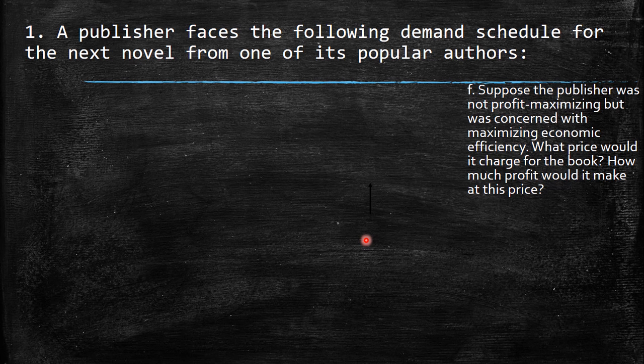Suppose the publisher was not profit maximizing, but was concerned with maximizing economic efficiency. What price would it charge for the book? How much profit would it make at this price? So remember, when we are talking about economic efficiency, we're talking about a competitive market. And in the competitive market, we arrive at the conclusion that price is equal to marginal cost. If you still don't feel confident with that, please go back to the previous video of chapter 14 where we talk about competitive markets, because it is really crucial in order to understand this.